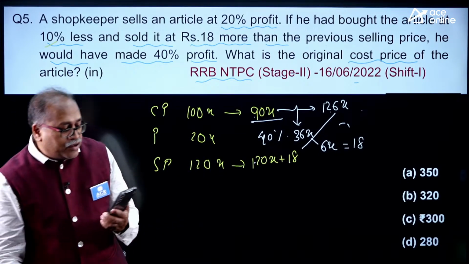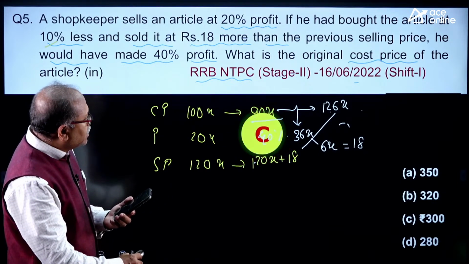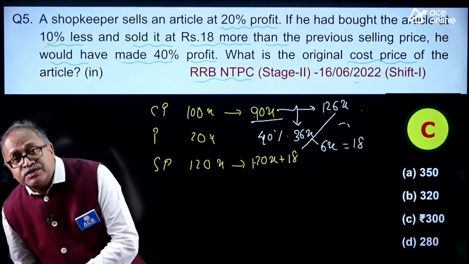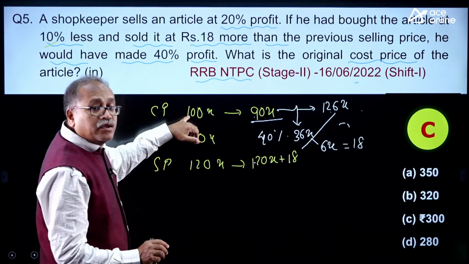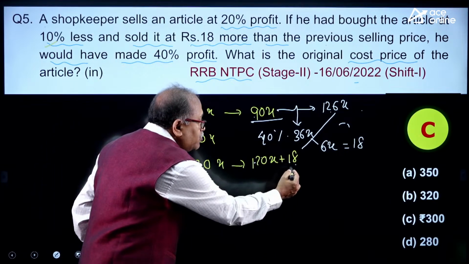Once again you have responded, my dear friend. Option D. Let me check that. It seems C. It seems C. Hope you know it. Why did I take it in x? Because here we have a value in rupees.